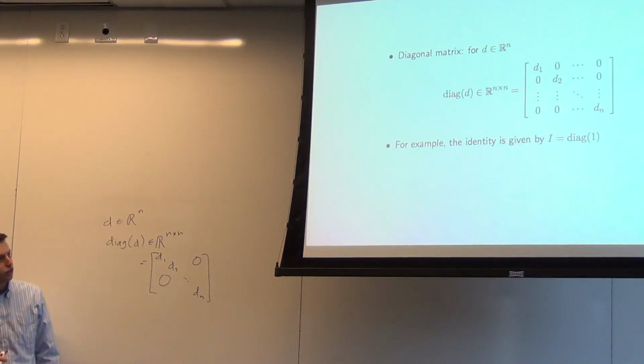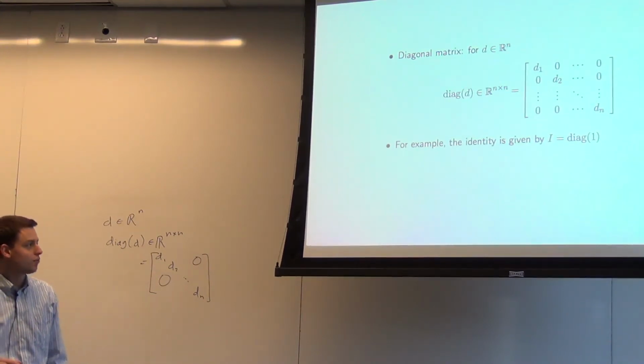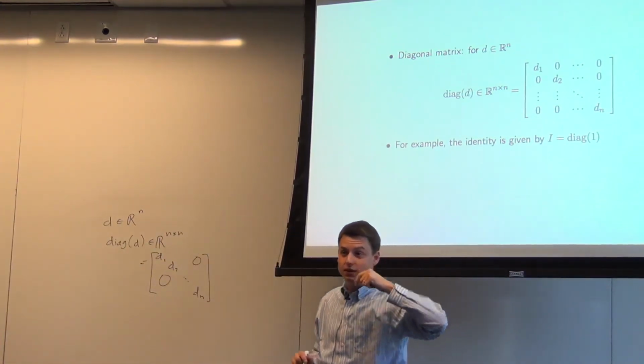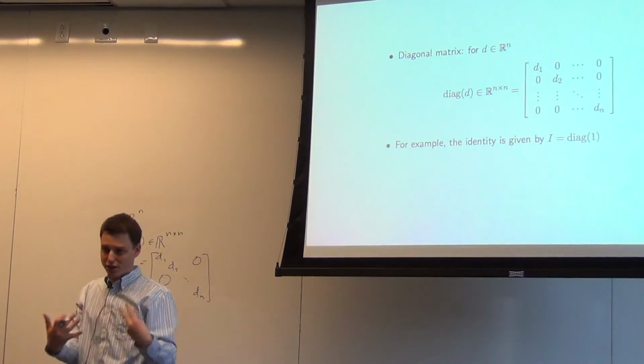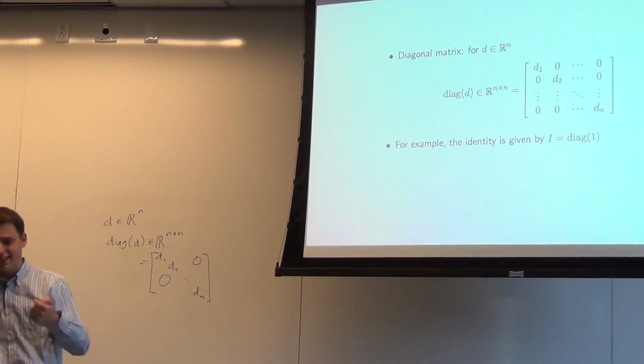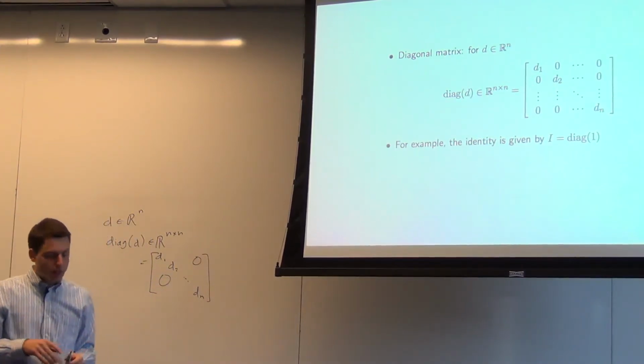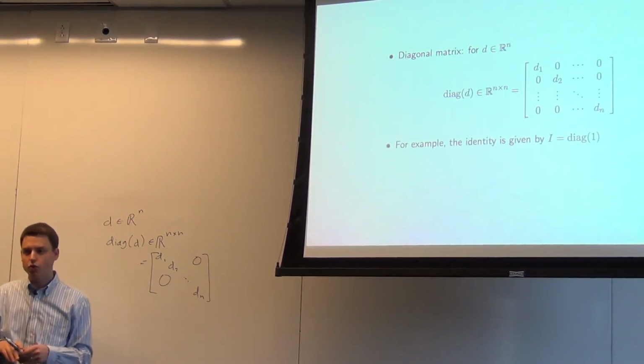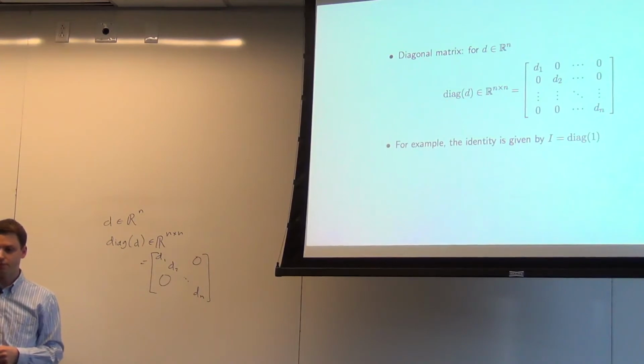Now these are actually extremely useful in practice. For example, the identity is just given by diag of 1. That would be in our notation, right? 1 is the all ones vector. The identity would be diag of 1. That's not that useful. It's just for definitional stuff. But diagonal matrices are very useful for doing things like scaling the rows and columns of a matrix.